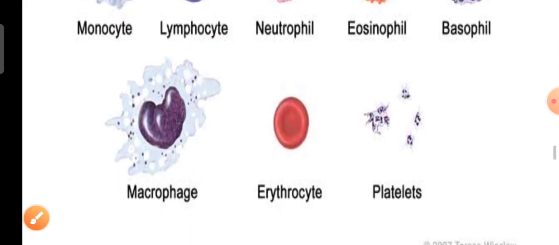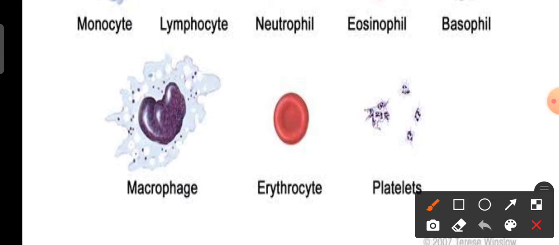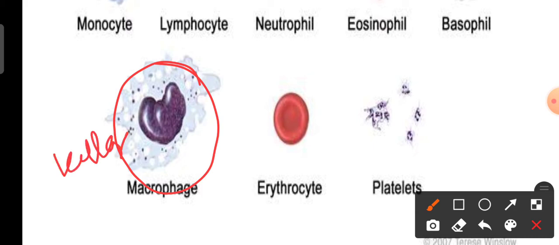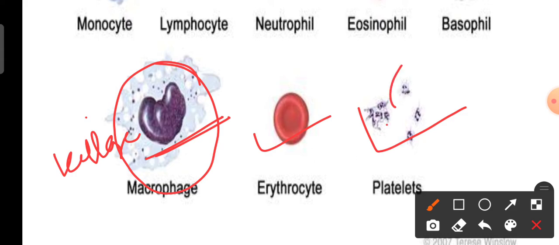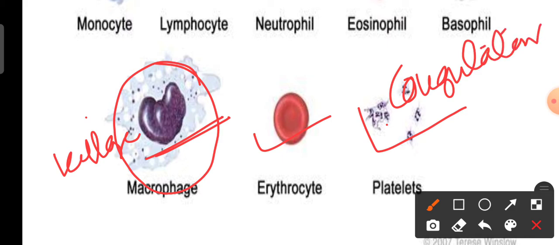Okay, and here you can see this is the macrophage, which is much more important in your blood, because macrophages play a very important role in killing pathogens. These come from the outside, from the environment into our body. And another is the erythrocyte, which we have discussed, and this is a platelet. Platelet is very important for coagulation of blood.